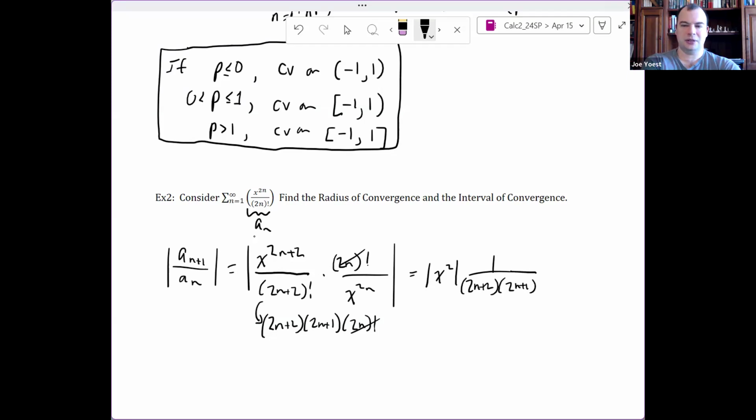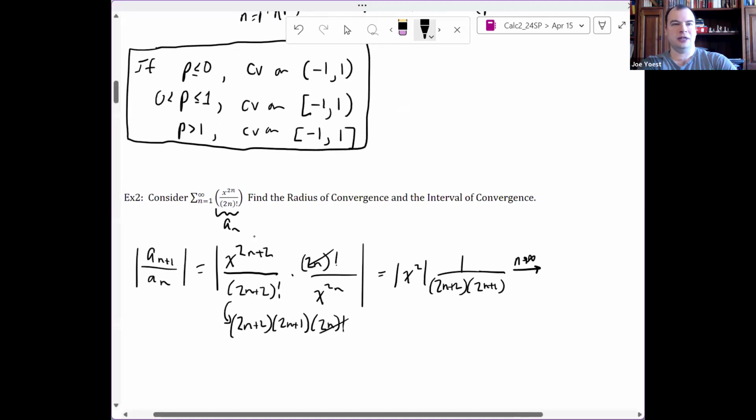Remember that x is some fixed real number, and n is the thing that's moving. n is the thing we're taking the limit of, the limit as n goes to infinity in the ratio test. For whatever fixed real number x is, absolute x squared is just some fixed real number. But this 1 over 2n plus 2 times 2n plus 1, that bottom is getting larger and larger. This is all going to 0.